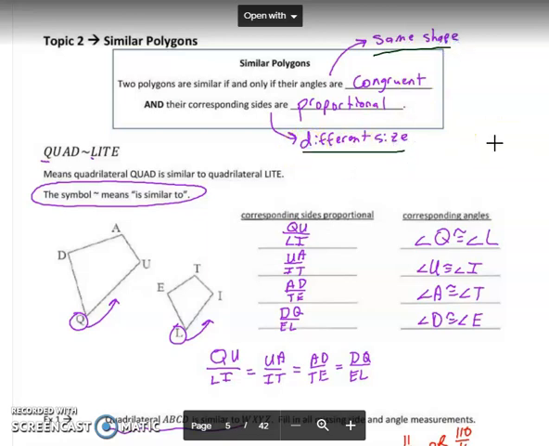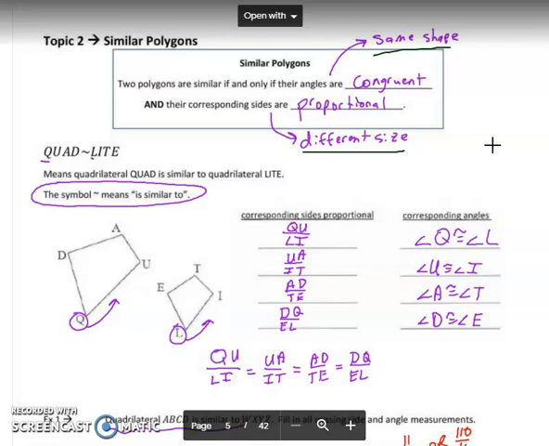A quick little connection there is if you're looking at a photo on your phone or a tablet and you want to enlarge it, you expand it out. It's the same photo. It just looks like a larger copy of it, and then you shrink it back down. That's what we're talking about with similarity. It's the exact same thing, just in a different size.